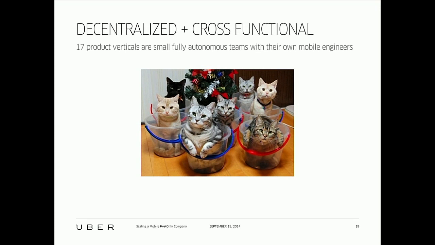Well, actually, it started off being great. Where it gets a little bit tricky is when you've got one team, there's a lot of coordination of having to figure out what projects people are working on. So here's the cat pictures I was promising. At Uber today, we have 17 product verticals.